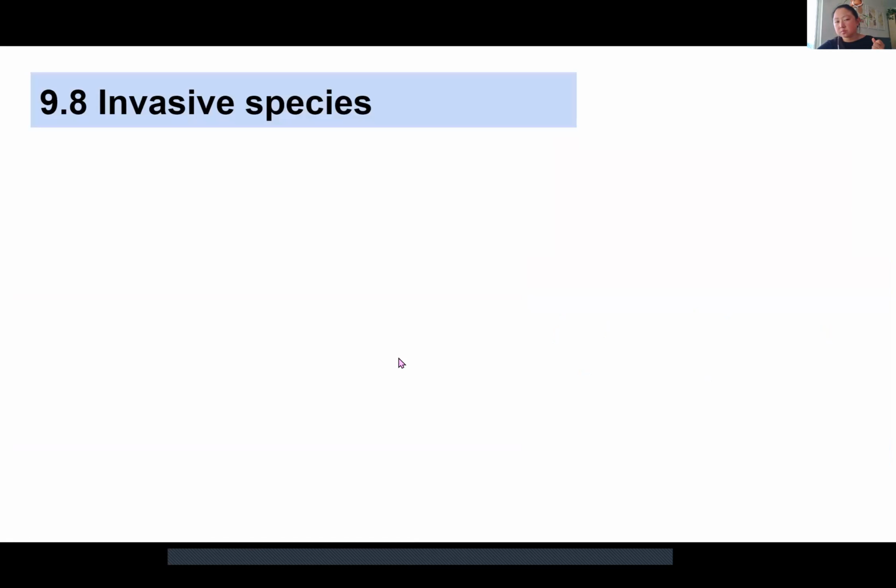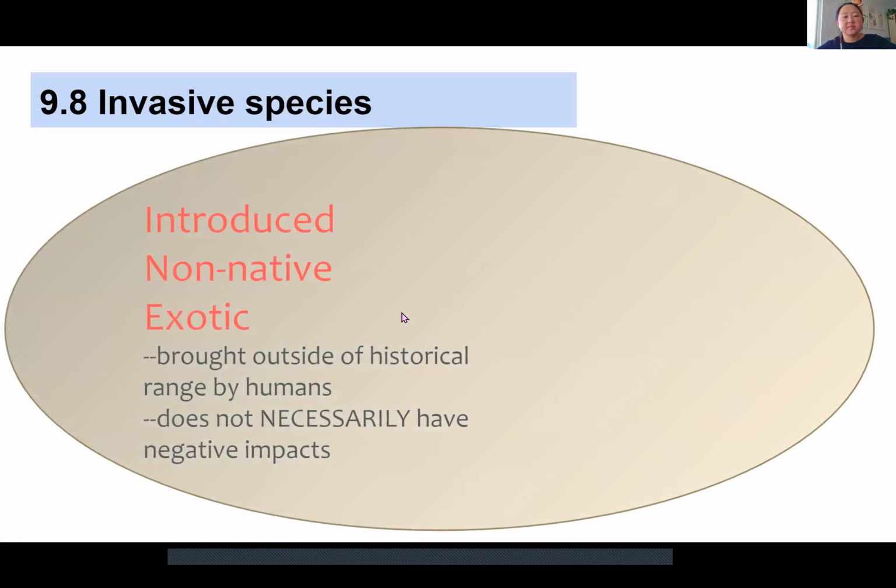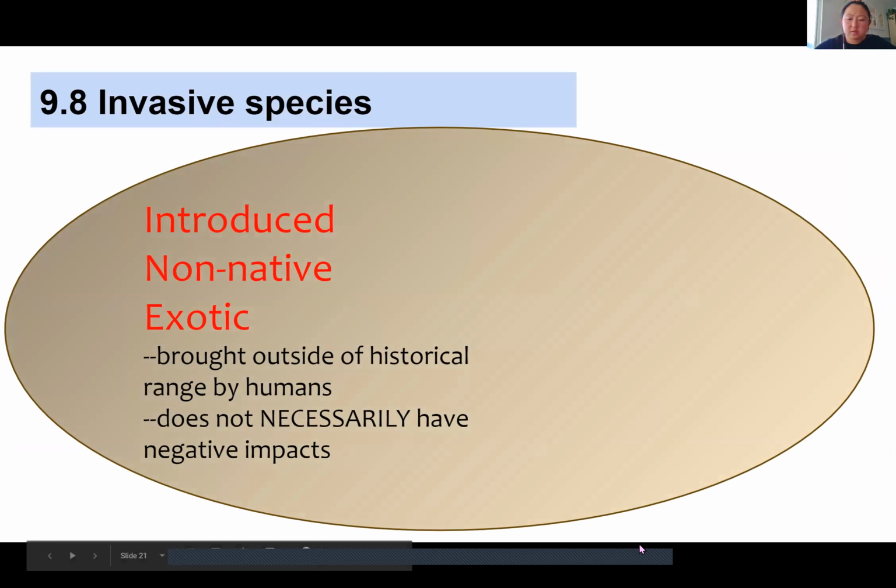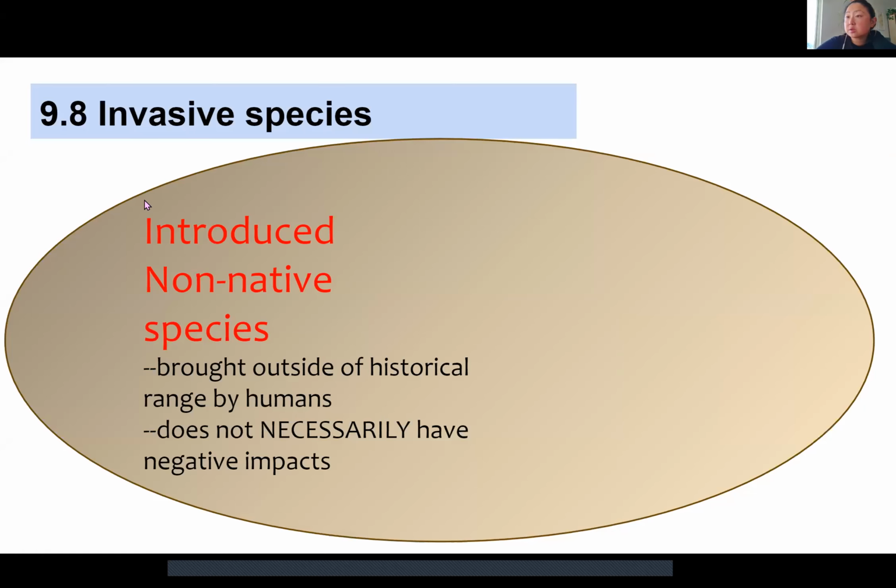Okay, so then invasive species. First you have to back up for invasive species. There are introduced non-native species. Oh, I don't like the name exotic. Change this. So there are introduced non-native species. These are species that are not native to an area, but are brought in, usually by people. And it's not necessarily that introduced non-native species have a negative effect on the environment.